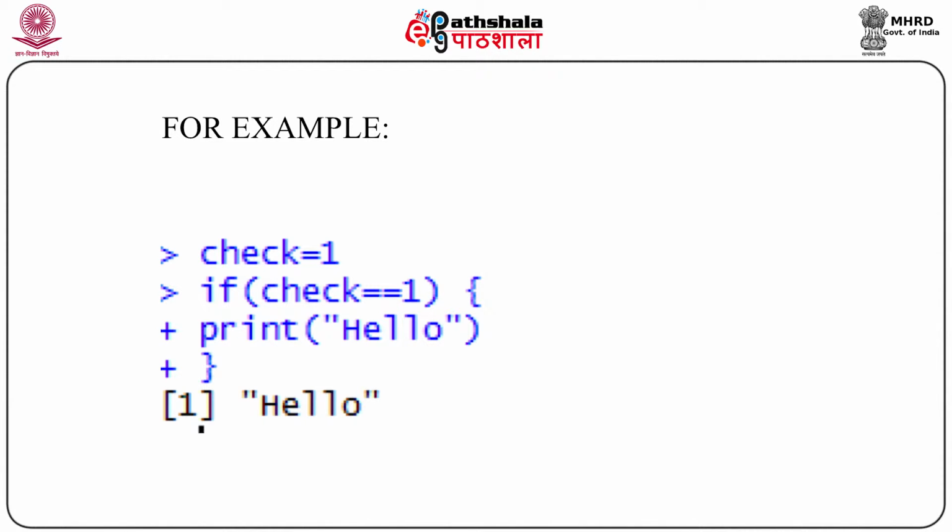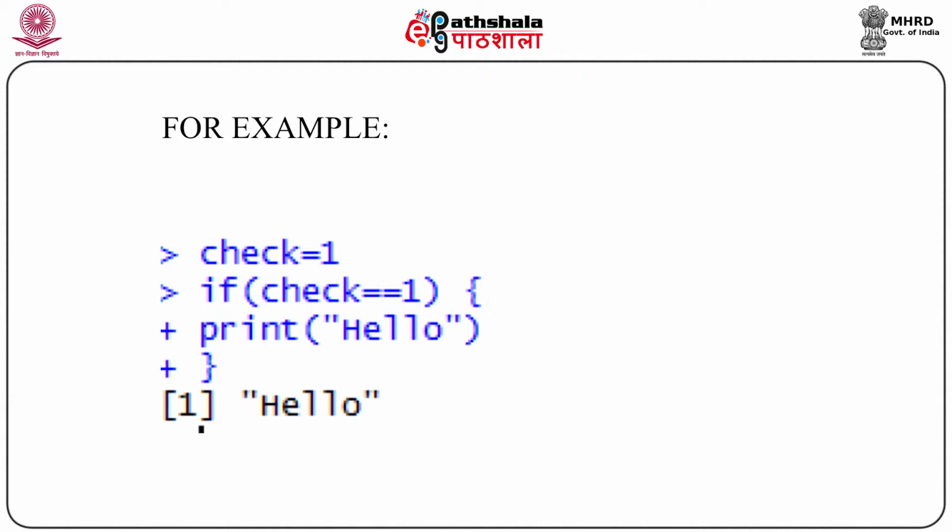So let's consider this example. Here we are showing just the if part. Our objective here is to print hello if check is equal to 1. So what we are doing is putting the conditional statement, check equals 1, after if and putting it within the first bracket.